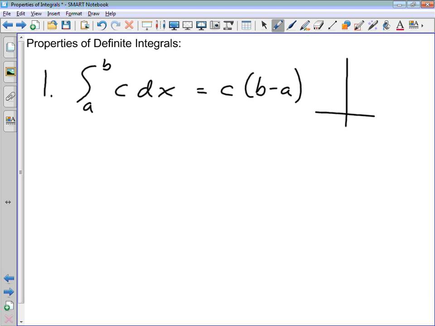And this makes sense if we think about it geometrically. We imagine what the graph of our function looks like. It's going to be a constant c. If we're integrating from a to b, what does the integral represent? Well, it represents the area underneath the curve. The area underneath the curve here is a rectangle. What's the area of a rectangle? Well, it's the height times the width. The height is just c. The width is the difference, b minus a. So this integral makes sense here.